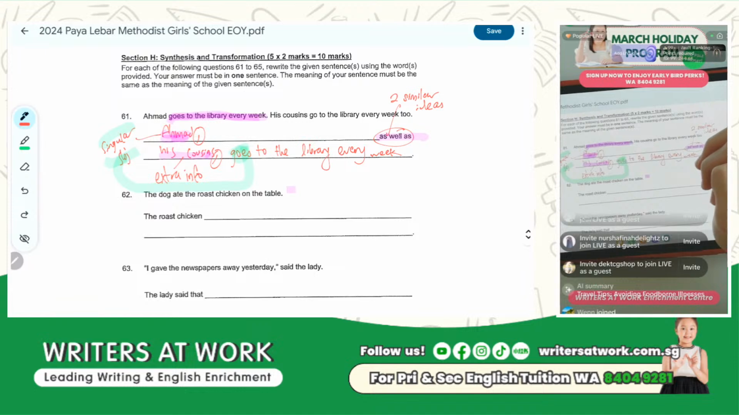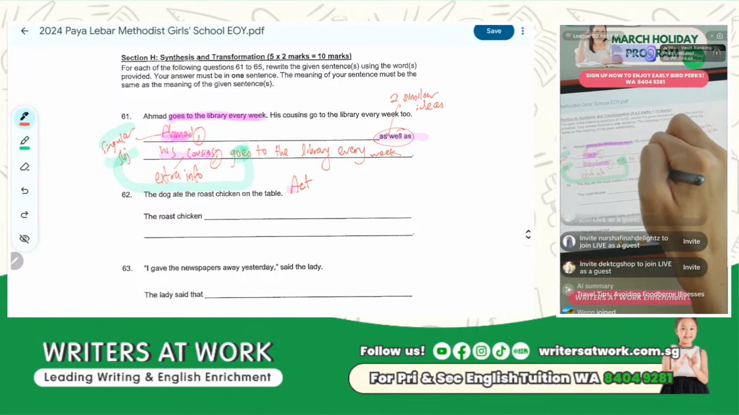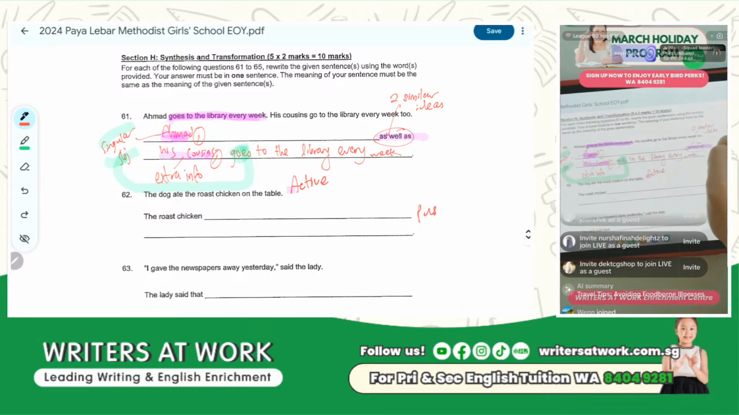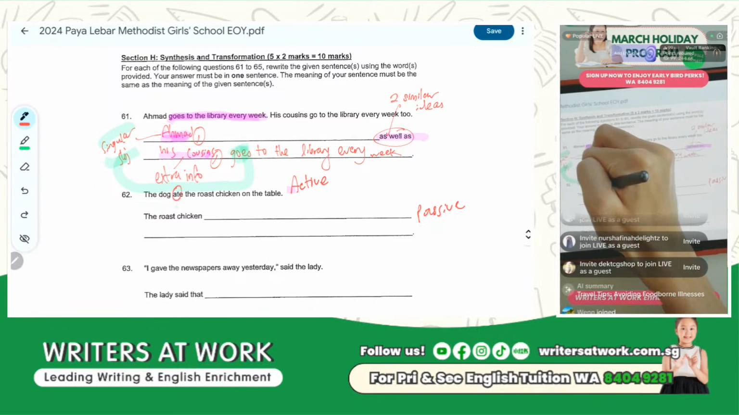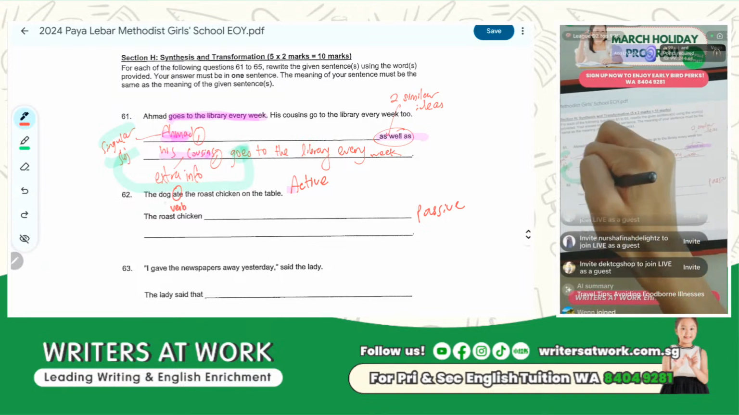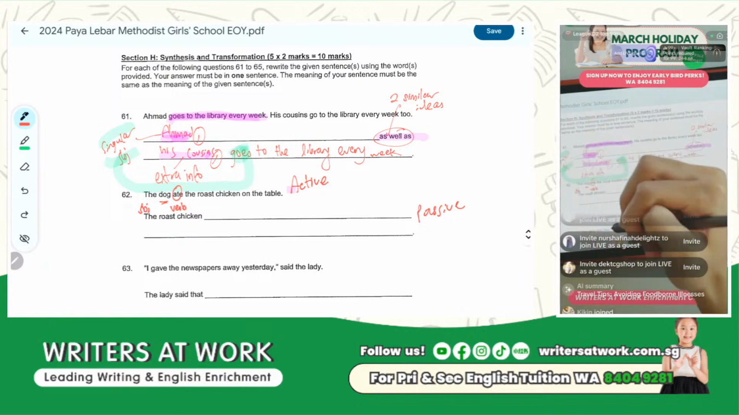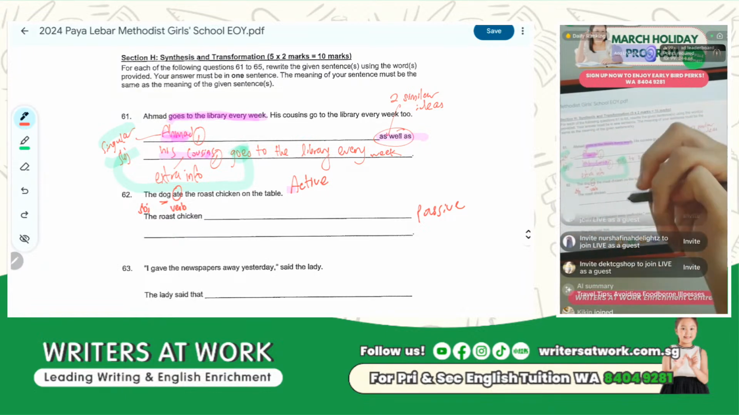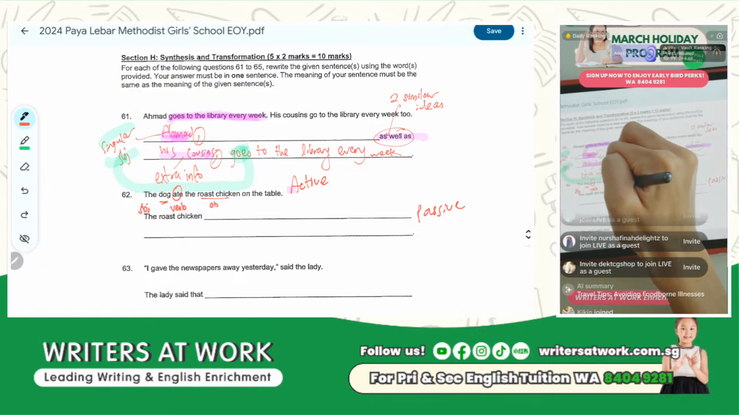Next, the dog ate the roast chicken on the table. So this is the active form, and we are going to change it to a passive form. This is a very common exam question. So every time this kind of question comes out, you need to identify what is your verb, what is your action. Ate. Who's eating? Dog. Dog is the subject. And what is the dog eating? Roast chicken, so this is the object.